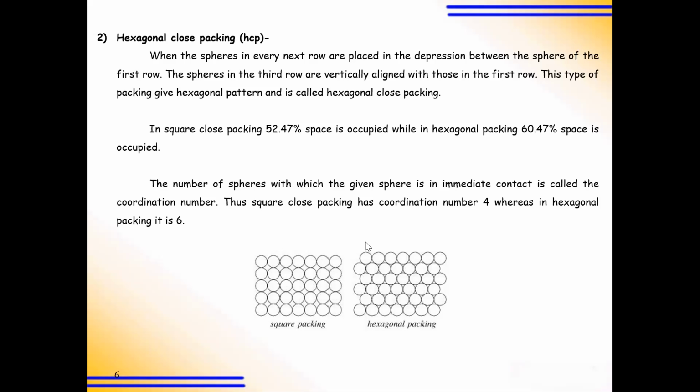So the number of spheres with which the given sphere is in immediate contact is called the coordination number. त्याला आपण coordination number असं म्हणतोय आणि त्याच्यावरून coordination number किती असेल त्याच्यावरून त्याचे वेगवेगळ्या पद्धतीचे टाइप्स होतात किंवा क्लासिफिकेशन्स होतात. But this is not included in your syllabus. So, square close packing has coordination number 4 and hexagonal close packing has coordination number 6. So this is the coordination number, and it is very important in the geometry of crystals, right?